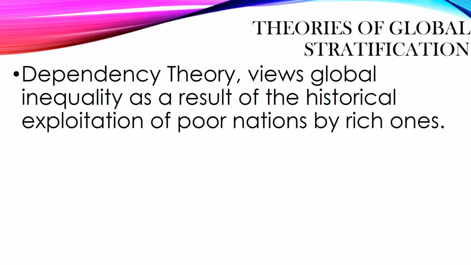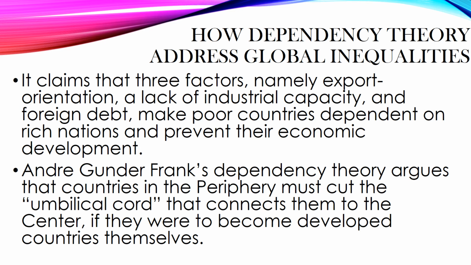Immanuel Wallerstein's model of the capitalist world economy identified three categories of nations. First, we have the core, the world's high-income countries, which are home to multinational corporations. Next, we have the semi-periphery, the world's middle-income countries with ties to core nations. And lastly, we have the periphery, the world's low-income countries, which provide cheap labor and raw materials and a vast market for industrial products. How does dependency theory address global inequalities?